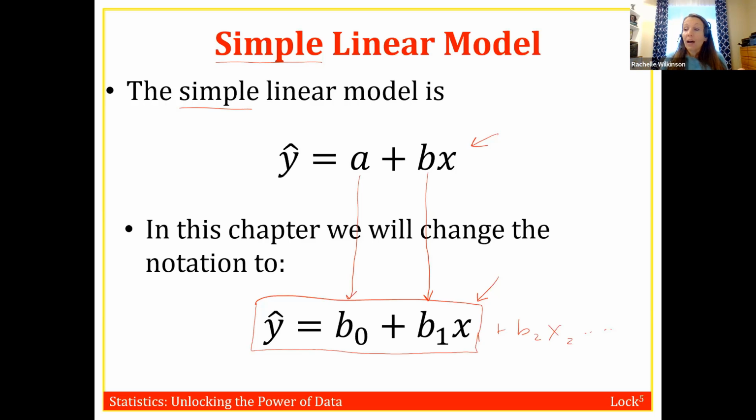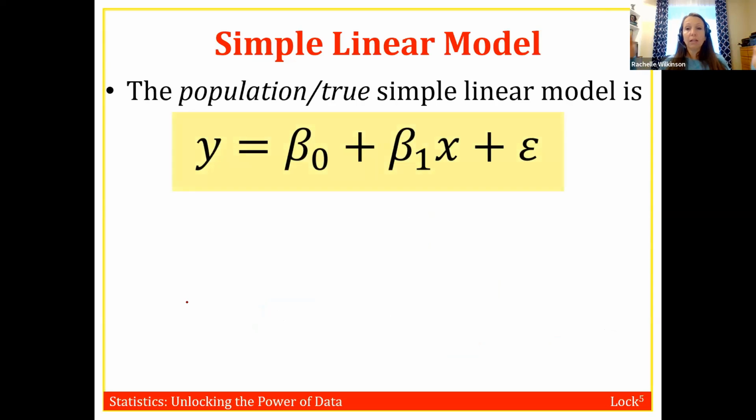Because as it turns out, this B naught and this B1 are actually sample statistics the same way that X bar is a sample statistic and P hat is a sample statistic and R is a sample statistic, S is a sample statistic. And sample statistics vary from sample to sample. And the sample statistic can be used to estimate the population parameter.